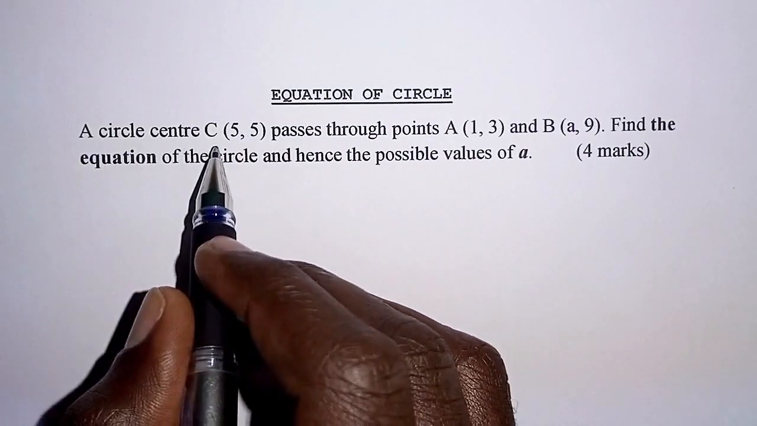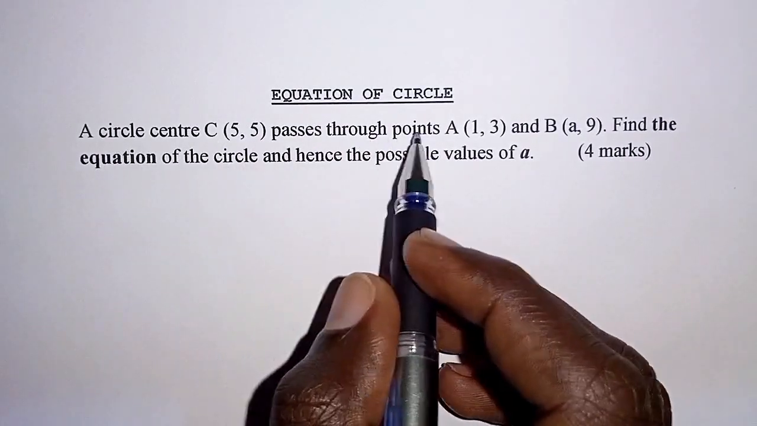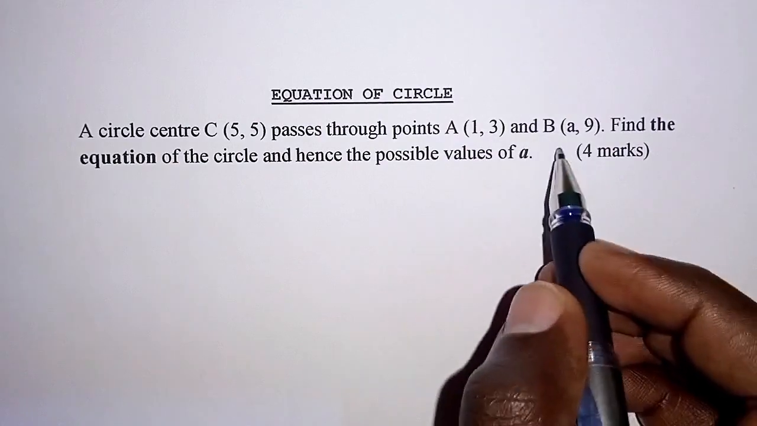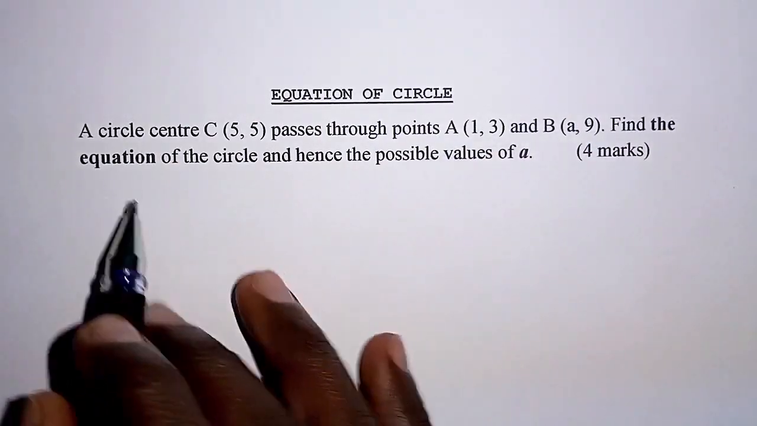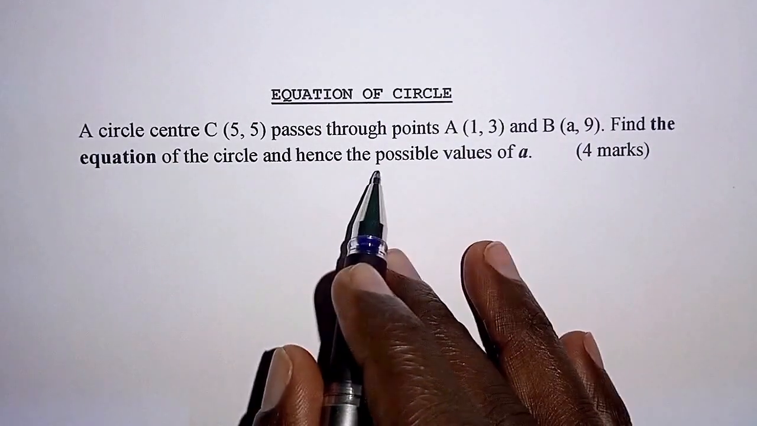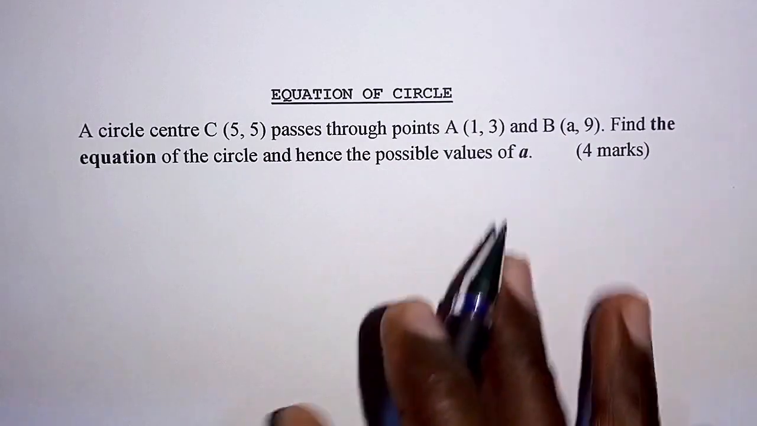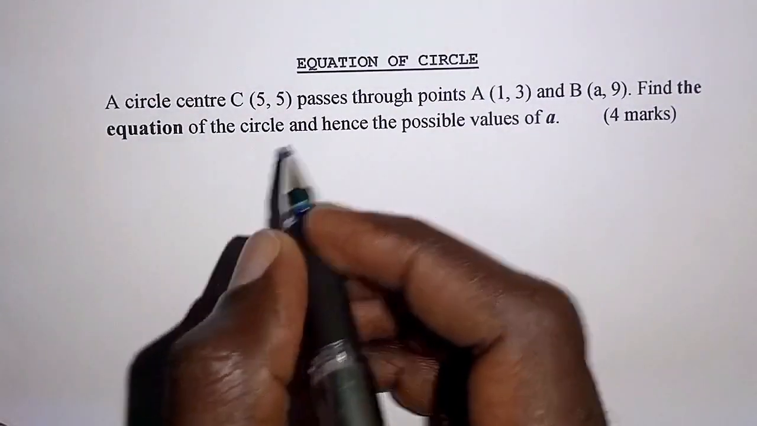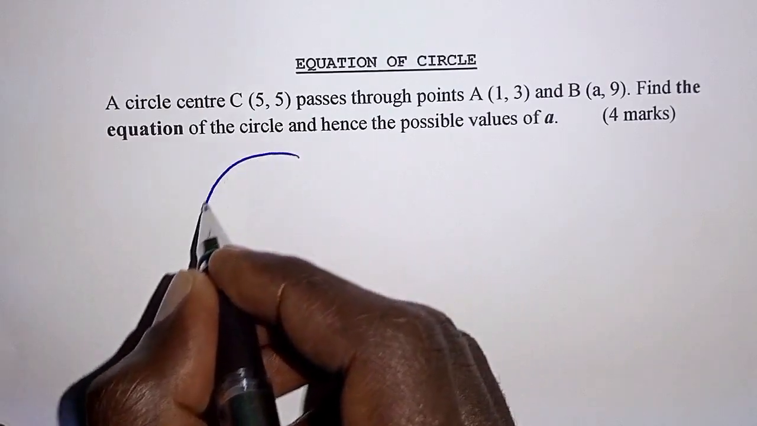A circle with center C (5, 5) passes through points A (1, 3) and B (a, 9). Find the equation of the circle and hence the possible values of a. So first of all, let us begin by sketching the circle.